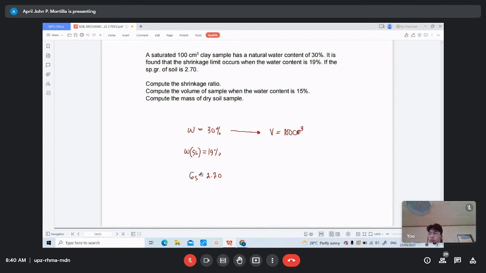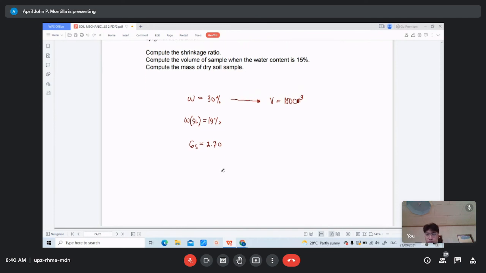Yung specific gravity po. Binigay nga rin yung SL. Ang tinatanong ko, binigay ang shrinkage limit, binigay ang specific gravity. Out of these two parameters, ano yung mako-compute nyo? Yes, that is SR. O anong equation yung gagamitin?